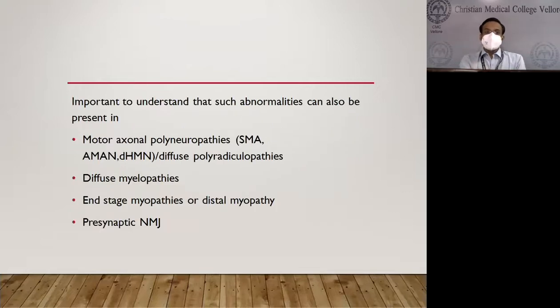And it is also important to understand that such very low CMAPs are seen as the disease progresses and patients become bedbound. When you do motor conduction studies on them and they have diffusely low CMAPs and normal SNAPs, such similar looking conductions can be seen in other motor axonal neuropathies or anterior horn cell diseases, diffuse polyradiculopathies, myelopathies, end stage diffuse myopathies, and even in certain presynaptic neuromuscular junction disorders. So again, that specific finding does not help us in saying that this is ALS.